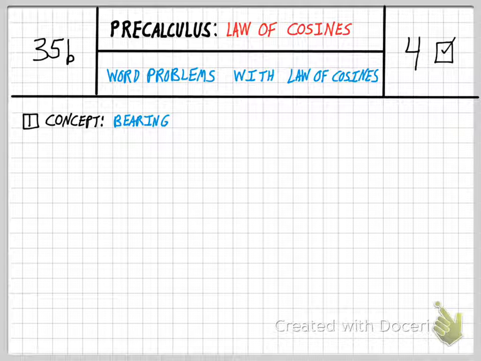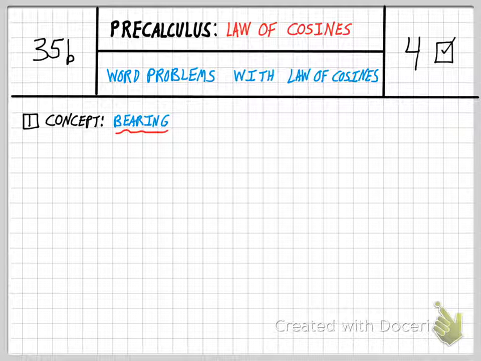This is Precalc concept 35B. We're going to look at a couple word problems involving law of sines. Law of cosines, excuse me. But before we do so, we're going to talk about an idea that some of you may be familiar with, but many of you may not, and that's the idea of bearing.